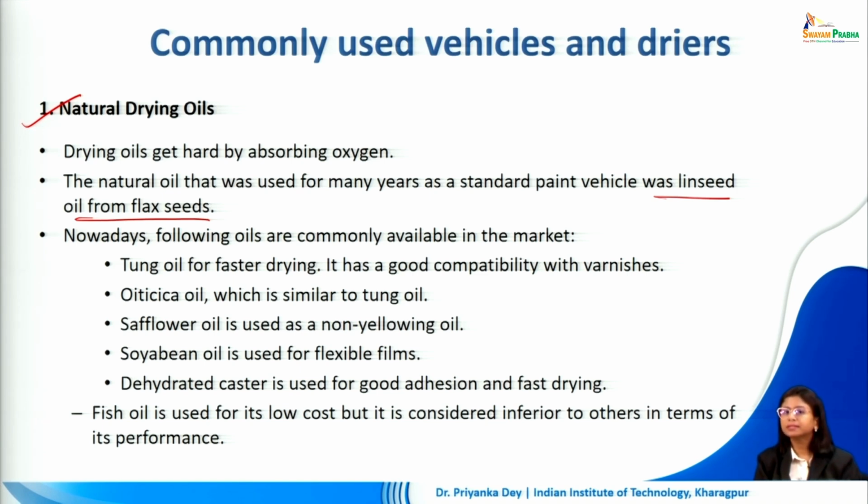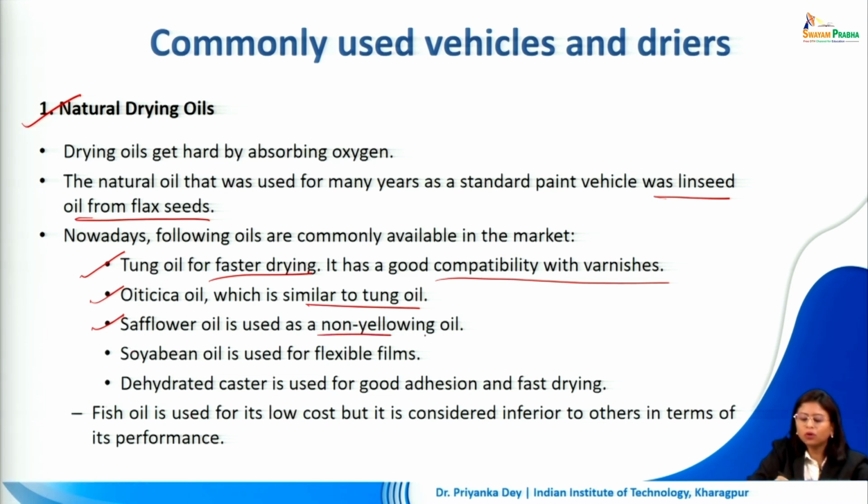Nowadays, the following oils are commonly available in the market. Tung oil, this is for faster drying. It has good compatibility with varnishes as well. Oiticica oil is similar to tung oil. Safflower oil is used as a non-yellowing oil. So this doesn't become yellow over time. The soybean oil is used for flexible films, and the dehydrated castor is used for when we need good adhesion and we need fast drying. So tung oil and dehydrated castor are two vehicles we can use which undergo faster drying.